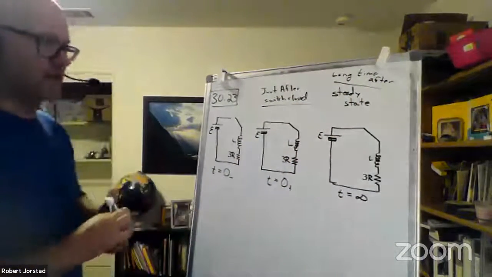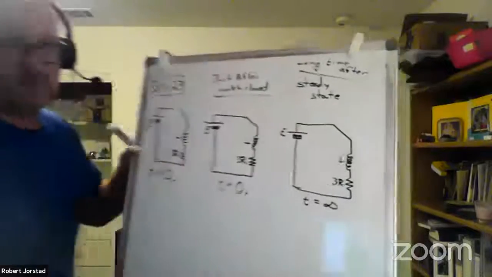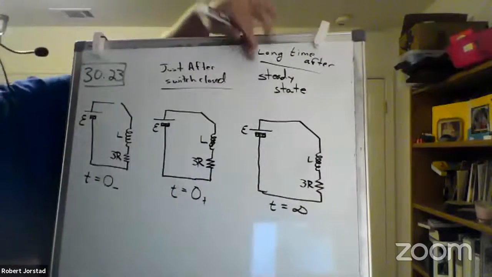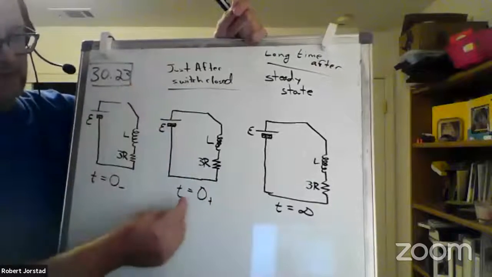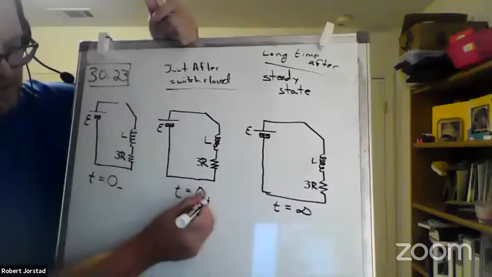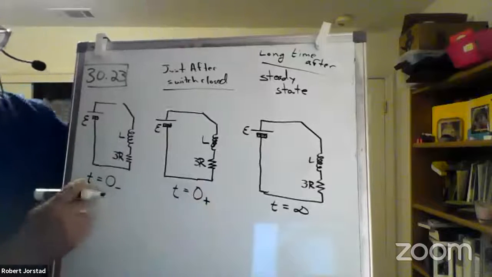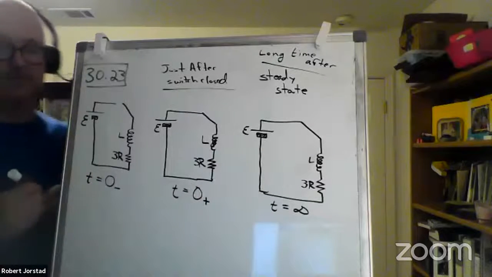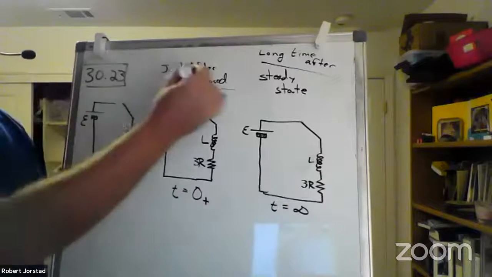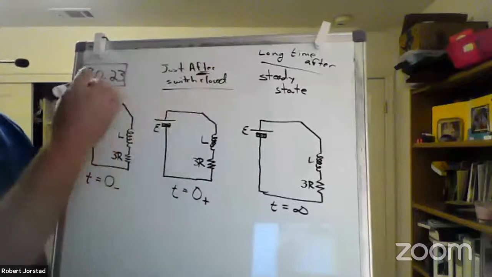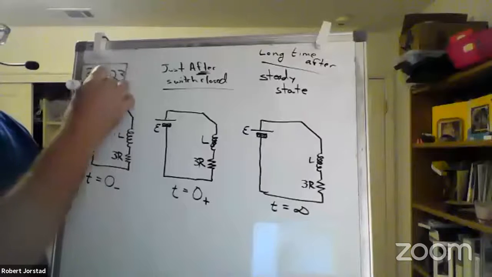So these are the phrases that you might see in a problem statement. If you hear steady state, that just means T equals infinity picture. If you hear just after, that's the 0 plus. That's supposed to be a plus there. 0 minus would be this case here, things like that. So this is just before switched. So to be clear, this is just after switched. This is just before.